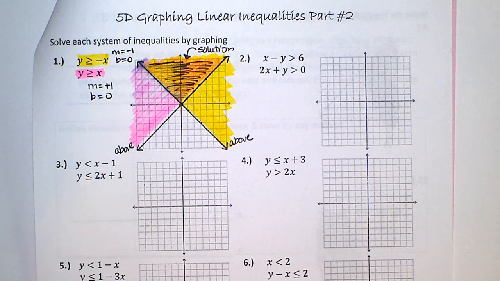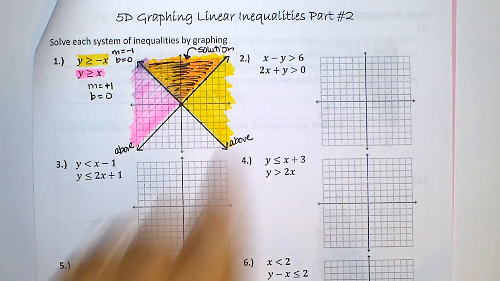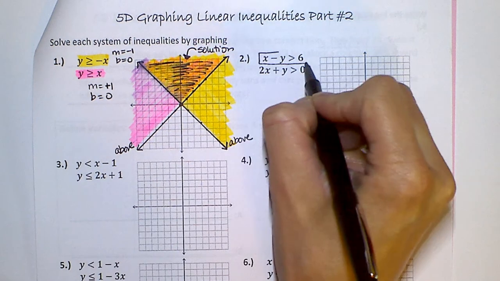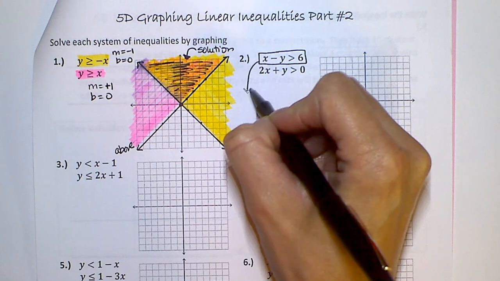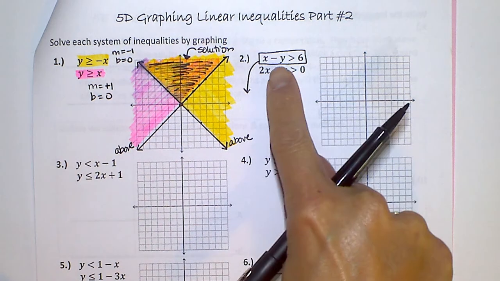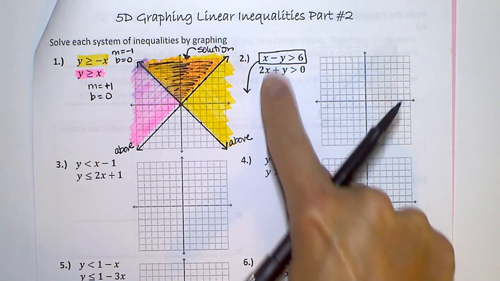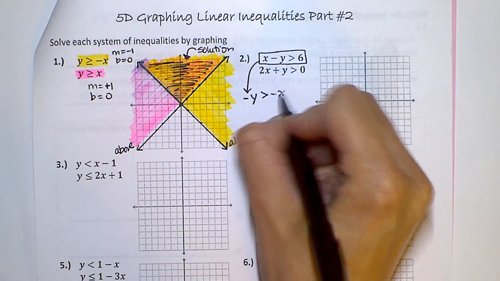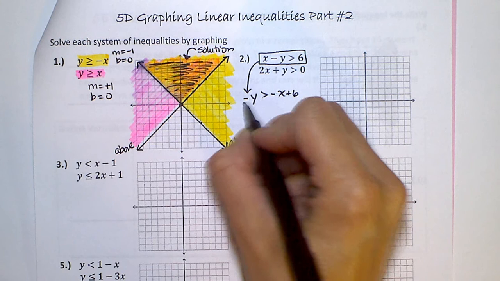Now let's try example number 2. Before we can graph this linear inequality, we're going to need to move it around, because remember, you want this to be written as y equals mx plus b. So I'm going to move the x over, and I have negative y is greater than negative x plus 6, and then I'm going to divide everything by negative 1.